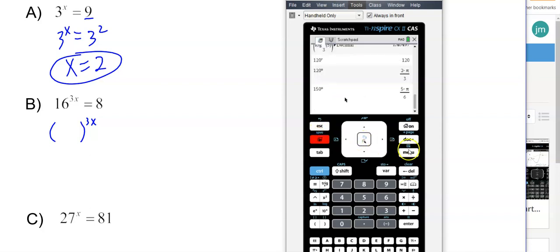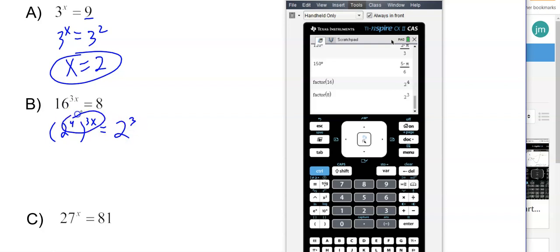It's scratchpad. So you get menu 3 2 factor 16. You get 2 to the 4th. Factor 8, you get 2 to the 3rd. So using that, we could write this as 2 to the 4th to the x equals 2 to the 3rd. And then, of course, power of a power, you multiply. So this is 2 to the 12x equals 2 to the 3rd. Therefore, 12x must equal 3. So we don't have to worry about the 2 anymore. 12x equals 3, divide by 12, divide by 12. You get x equals 1/4.